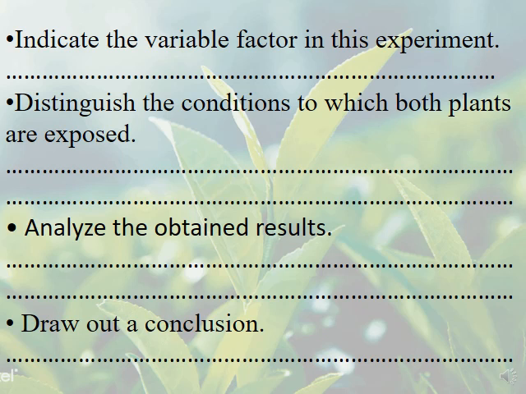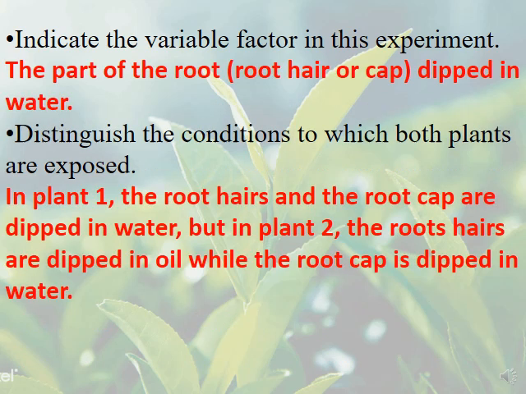Indicate the variable factor in this experiment. Distinguish the conditions to which both plants are exposed. Analyze the obtained results. Draw out a conclusion. Variable factor is the part of the root, whether the root hair or the root cap, that is dipped in water. Conditions. Plant 1, the root hairs and the root cap, both of them are dipped in water. Use the word dipped. While in plant 2, the root hairs are in oil and the root cap is dipped in water.